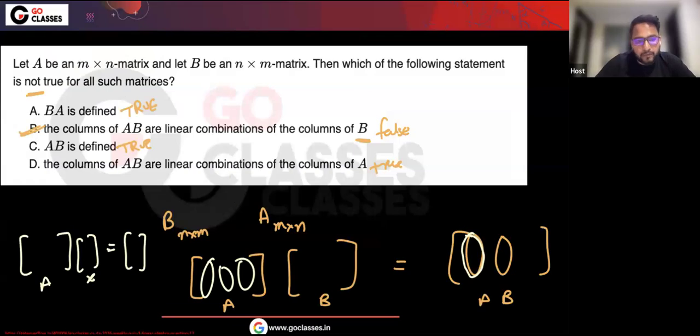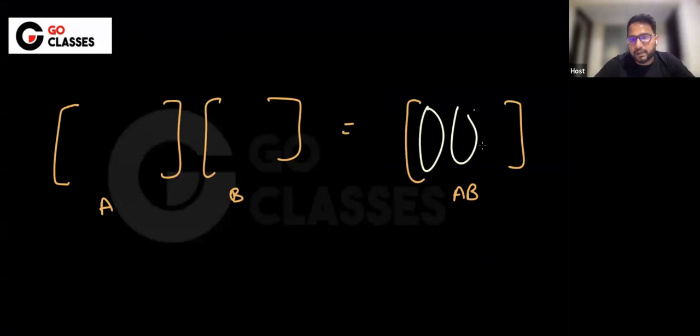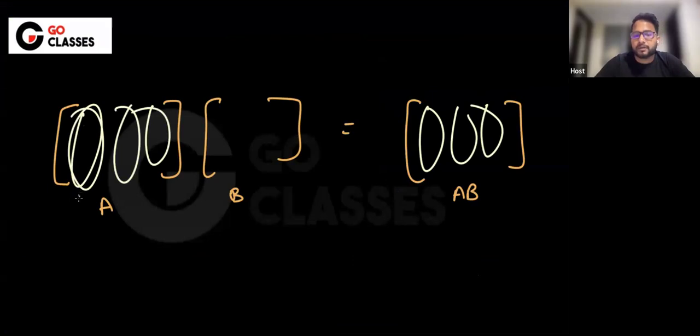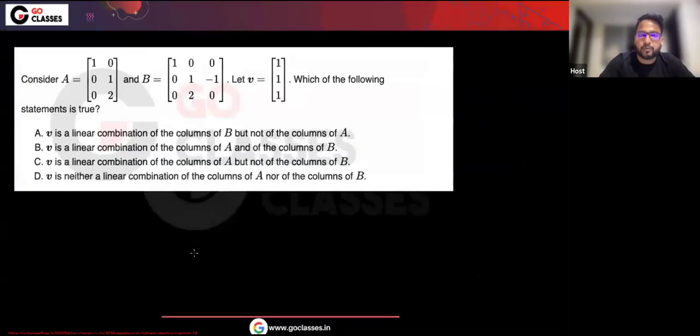So here, if you are having two matrices, A and B, and you multiply these two matrices and finally let's suppose you get one matrix which is AB. Now these columns are basically linear combinations of columns of A, right? Columns of A. Okay. We have been doing this since a long time, so now you know this, right? Okay. Now let's move to the next question.